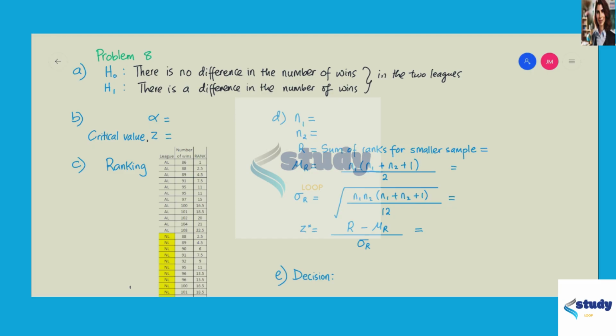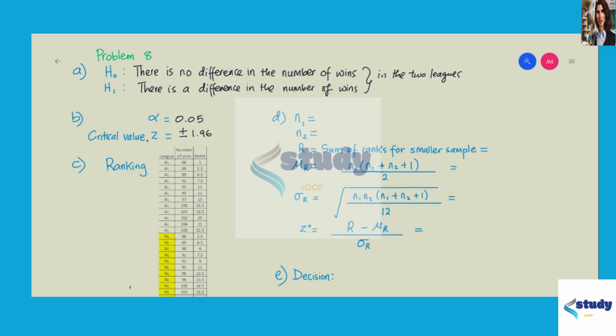Next, we state the critical value, and in our case, the critical value at the 0.05 level of significance is plus or minus 1.96. Next, we're going to give the ranking for each win, and here are the rankings for the American League and for the National League.